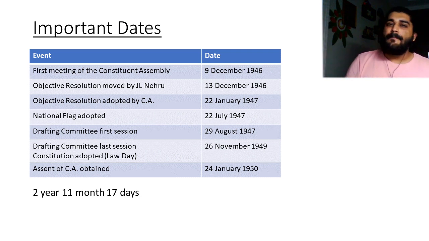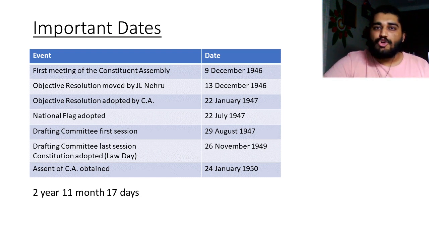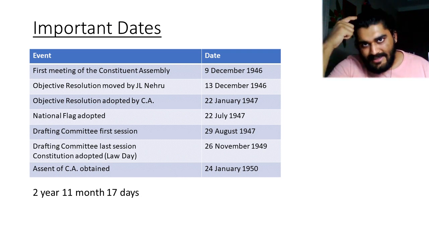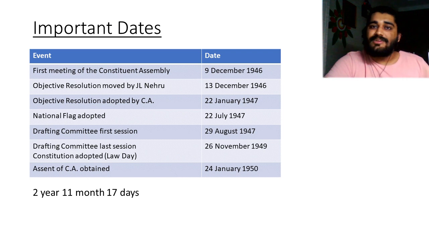Another tidbit about dates that is important is how long it took for the Constituent Assembly to draft the Constitution. Starting from the 29th of August 1947 to the 26th of November 1949, they spent 2 years, 11 months and 17 days working on the Constitution. However, they did work on the 18th day. There are two reasons why the 18th day is not considered.